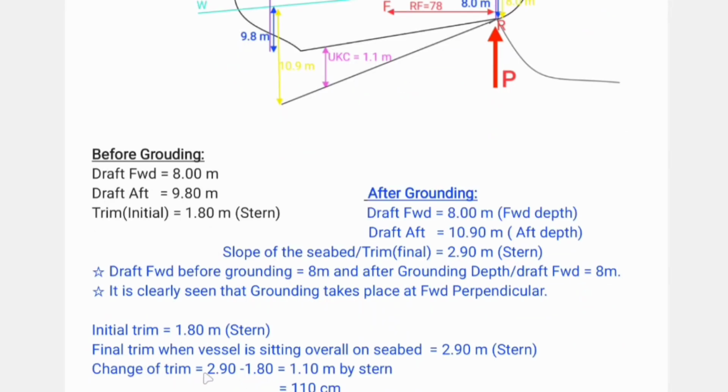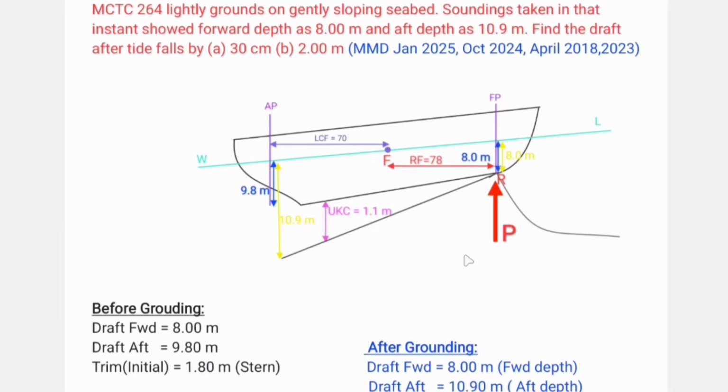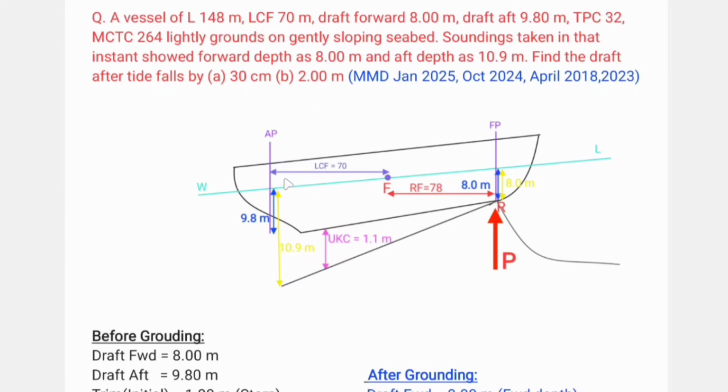So change of trim is equal to 2.9 minus 1.8, that is 1.10 meter by stern, that is equal to 110 centimeter. Upthrust P, when vessel sits overall on seabed, P into LBP minus LCF is equal to change of trim into MCTC. LBP minus LCF, that is 148 minus 70 is equal to 78, that is RF. Point of contact to center of flotation, RF is equal to 78 meter.